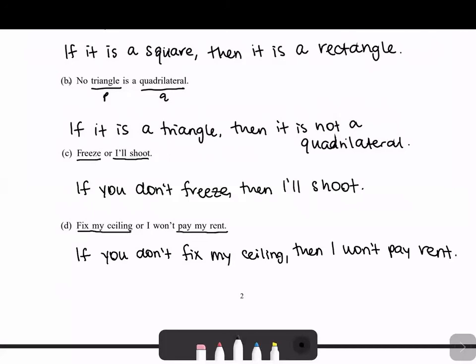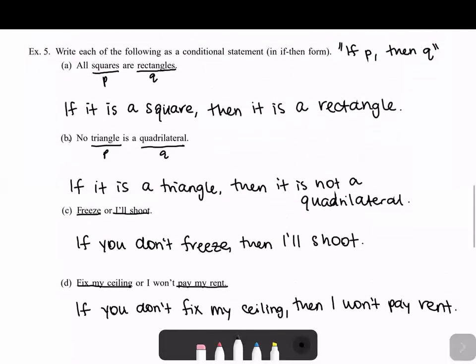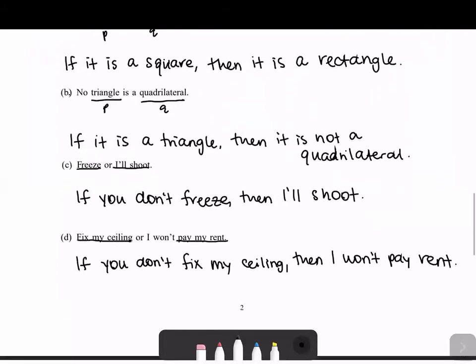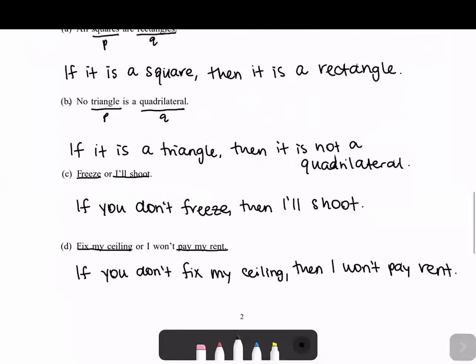Okay, so this was taking statements and writing them in this conditional if-then form. This is a really nice skill to have, even for evaluating what people say as this logical thing, and how it works. That's the end of the second page, and that means that is all for this video.